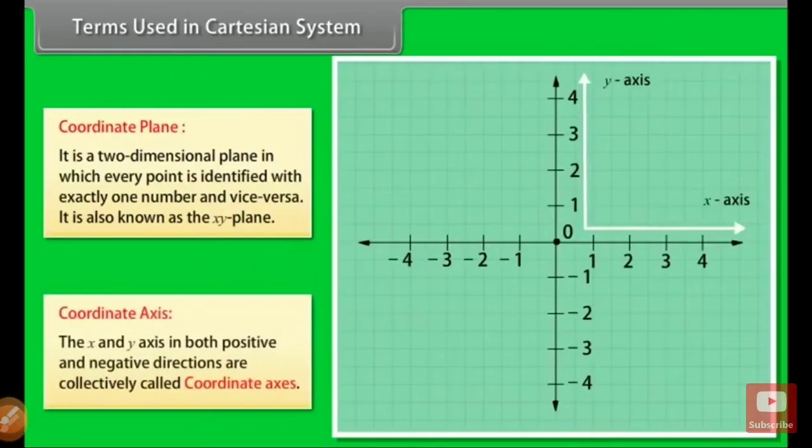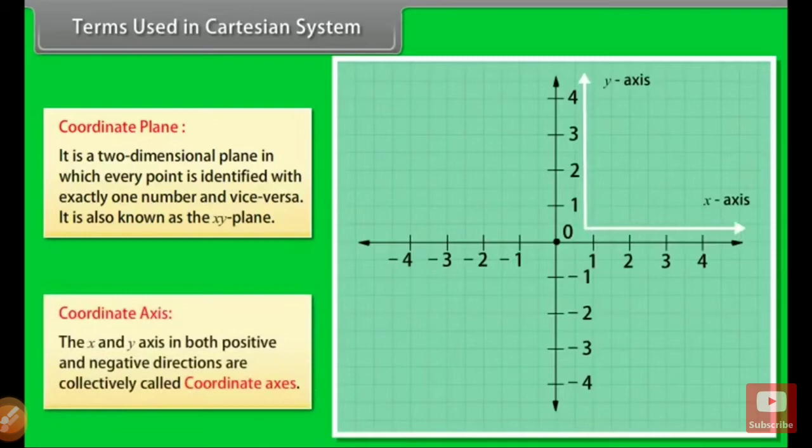Next is the coordinate plane, which you have to know. It is a two-dimensional plane in which every point is defined with exactly one ordered pair of numbers and vice versa. It is also known as the XY plane.